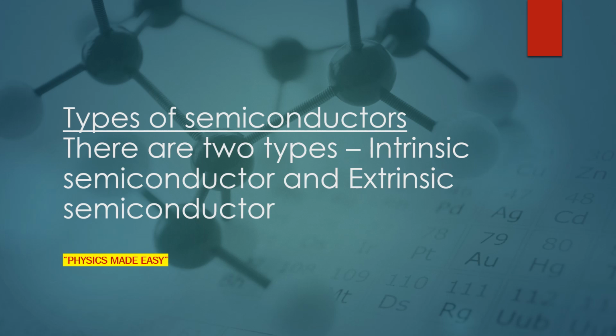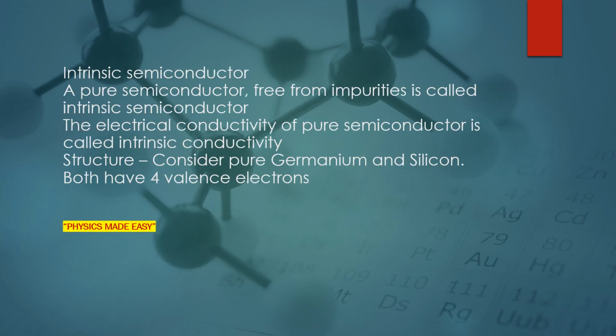So there are two types of semiconductors: intrinsic semiconductor and extrinsic semiconductor. The intrinsic semiconductor is a pure semiconductor, free from impurities. It has low conductivity, and this conductivity is known as intrinsic conductivity. We can consider the example of pure germanium and silicon. Both have 4 valence electrons. One thing to keep in mind is that semiconductors always have 4 valence electrons.